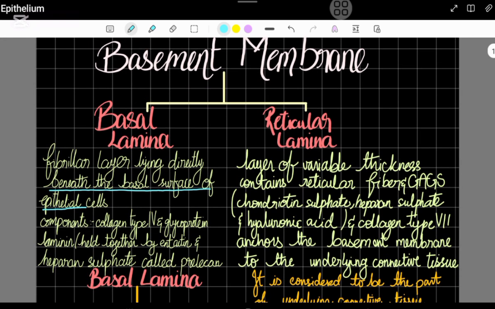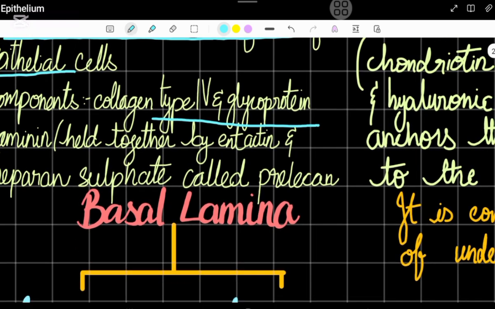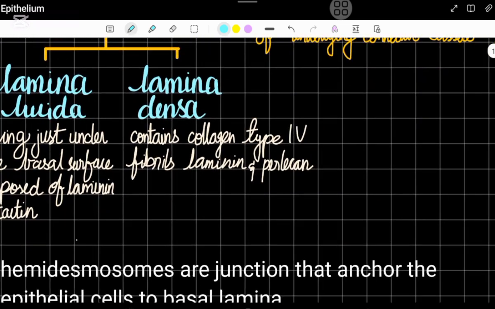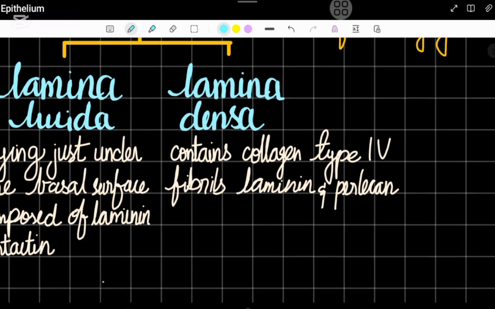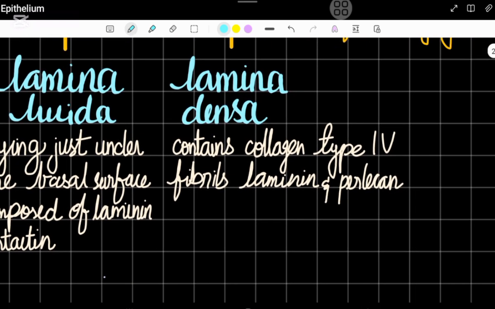Although there are two layers, that is basal lamina and reticular lamina. They are composed of collagen type 4, glycoprotein, and laminin held together. You have to remember this for your MCQs, nothing to be explained. Then the basal lamina further contains two layers, that is lamina lucida and lamina densa. Lamina lucida lies just under the basal surface.